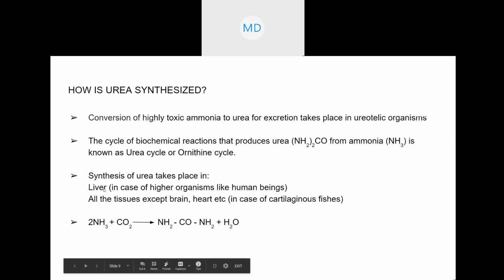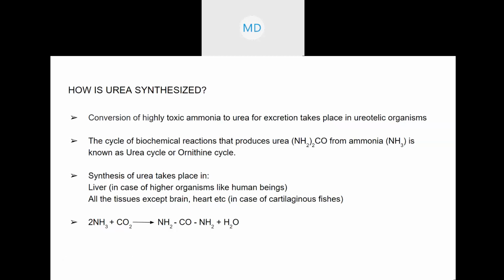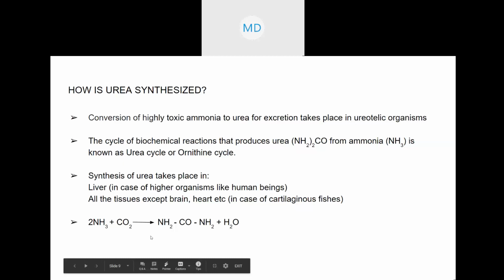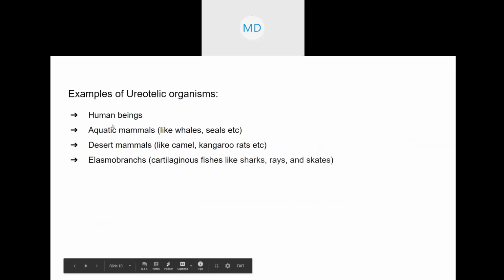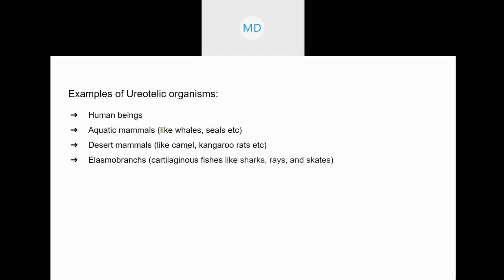And then urea synthesis. What happens? The ammonia that is formed in our body by oxidative deamination is converted into urea by the urea cycle. The ammonia reacts with carbon dioxide and forms urea. The synthesis of urea takes place in the liver in case of higher organisms. So this is how urea is formed in our body. And examples are human beings, aquatic mammals, desert mammals, and elasmobranchs. You can pick examples from here and write.